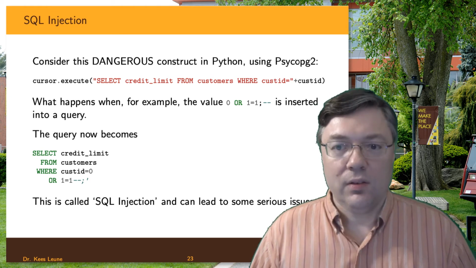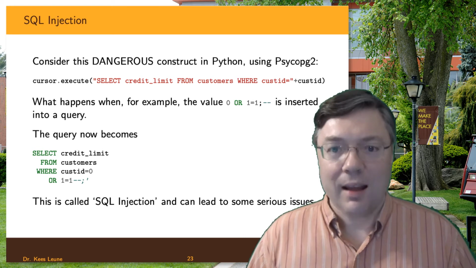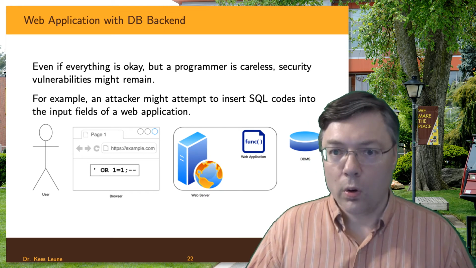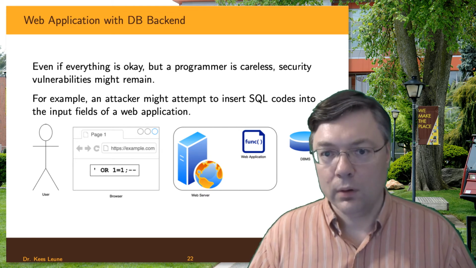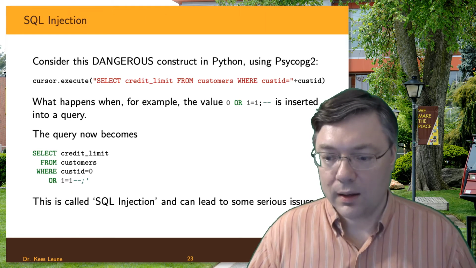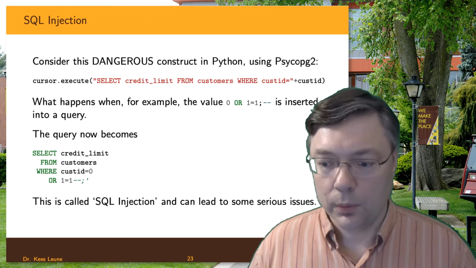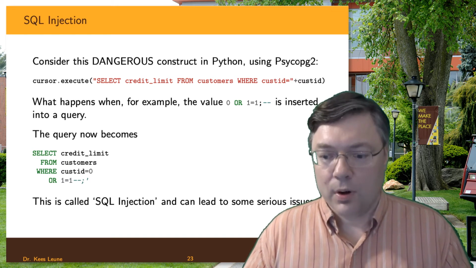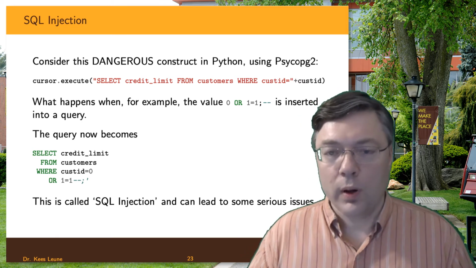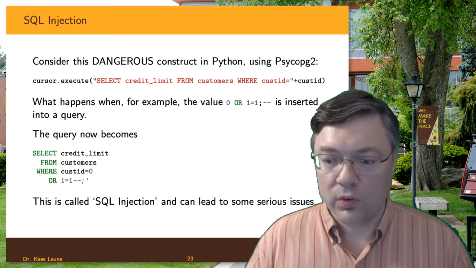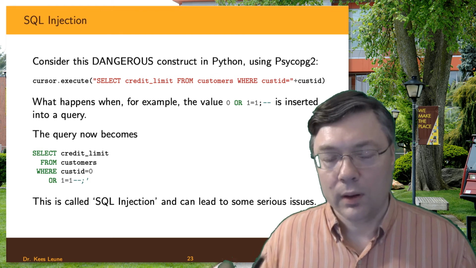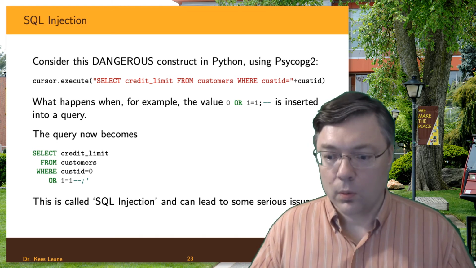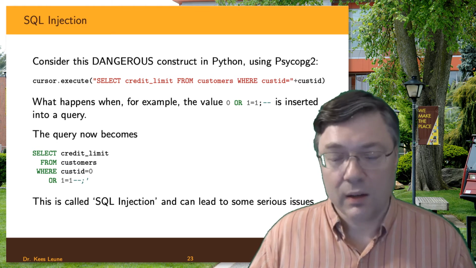Now, let's take a look and see what happens if we take that same magic value that we just saw up here, that quote or 1 = 1 semicolon dash dash, and stick that in here. Oh, in this case it's 0 or 1 = 1 dash dash. So why is that a problem? Well, look at what the query becomes. With that input, it becomes select credit limit from customers where customer ID = 0. That's exactly what we expected.